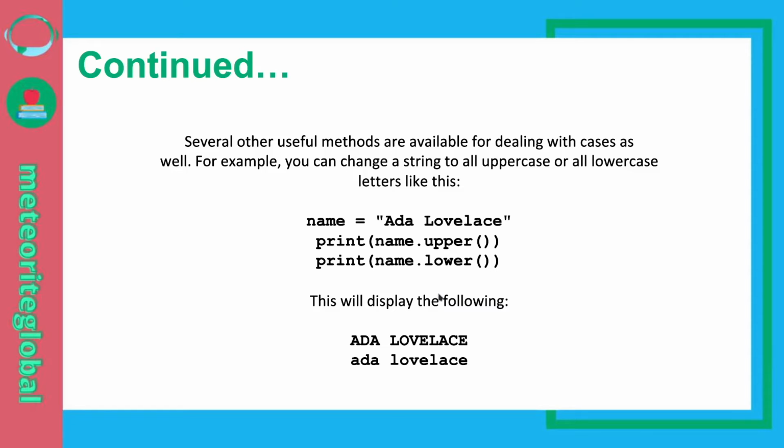Here are examples of how you can use it. I store the value Ada Lovelace in a string called name. When I print name.upper, it makes everything in Ada Lovelace uppercase. Similarly, name.lower makes everything lowercase. So what we get is this and this. That's quite sweet. If you want to beautify something while displaying it or storing it, it's very useful in those cases.